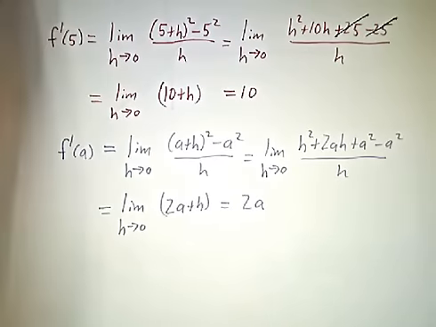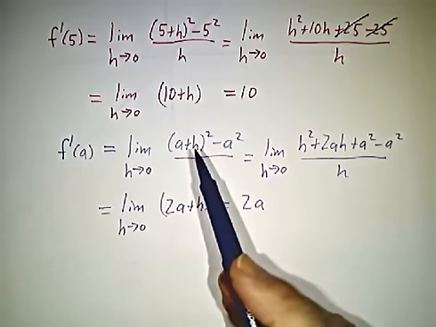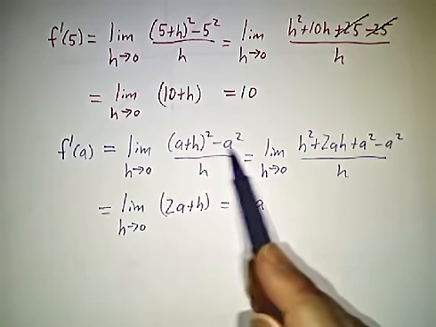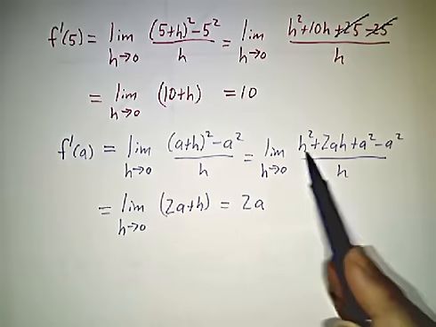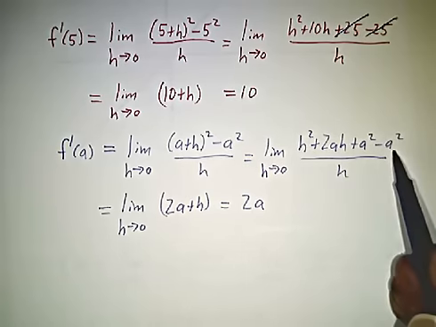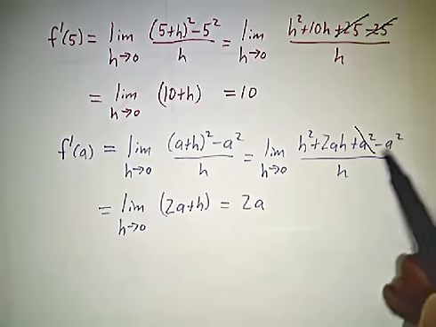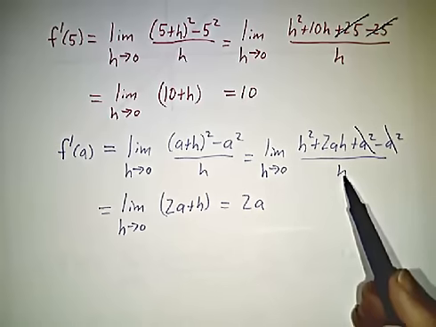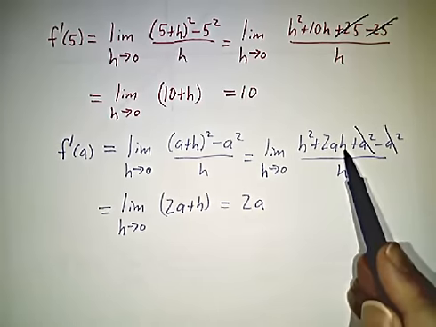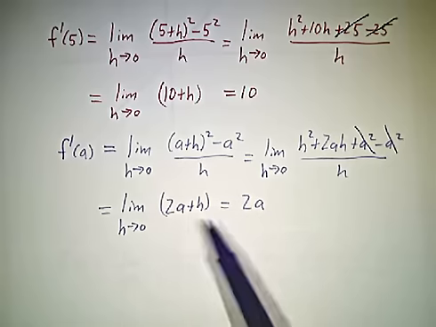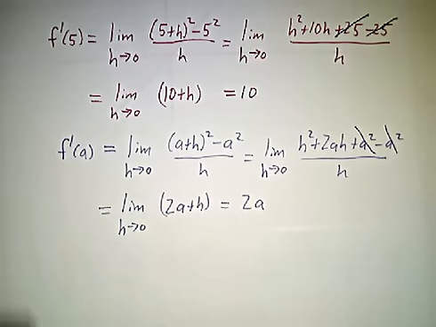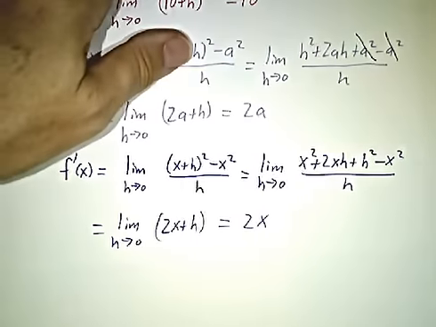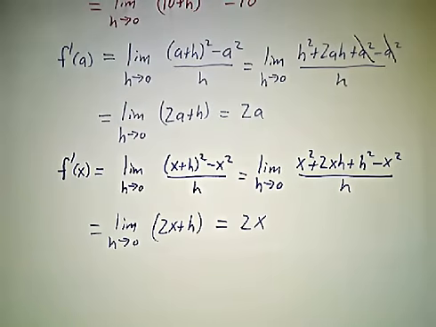We could do this at an arbitrary point. It's really the same calculation we did at 1 or at 5. A plus h squared minus a squared. Well, let's see. A plus h squared is a squared plus h squared plus 2ah. And you subtract off the a squared. So you have h squared over h, that's h. 2ah over h, that's 2a. The limit of 2a plus h is 2a. And instead of calling it a, we could have called it x.